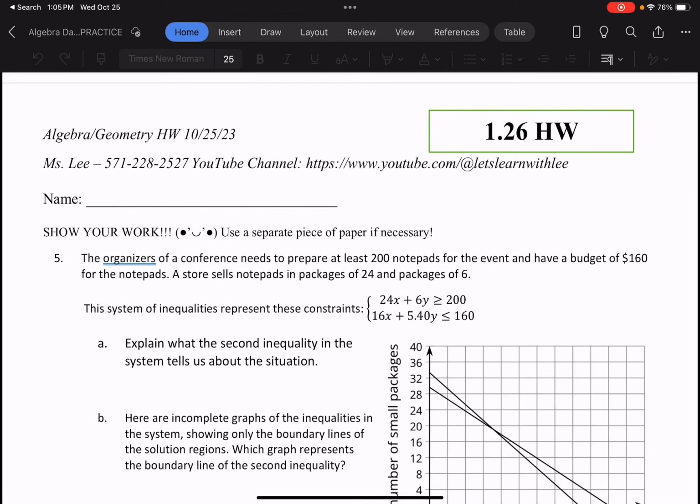Hey everyone, welcome to homework 1.26. This one should be a pretty quick one. We are looking at more inequalities and just practicing graphing these systems of inequalities.